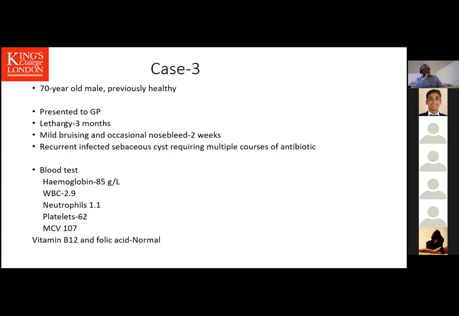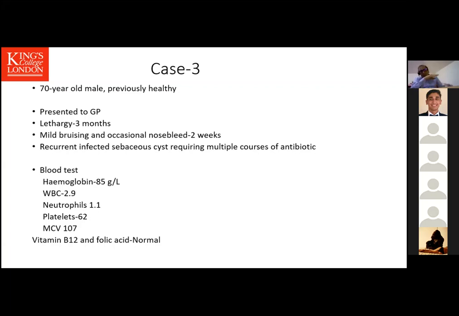Case 3, a 70 years old male, previously healthy, presented to GP with lethargy for 3 months, mild bruising and occasional nosebleed for 2 weeks, and recurrent infected sebaceous cyst requiring multiple courses of antibiotic. Fine, so what is happening here? This is a 70 years old male, so kind of elderly, previously healthy, with lethargy. So it is insidious, an indolent presentation. It's not like 3 weeks. He's been unwell for 3 months. He has got mild bruising and occasional nosebleed for about 2 weeks.